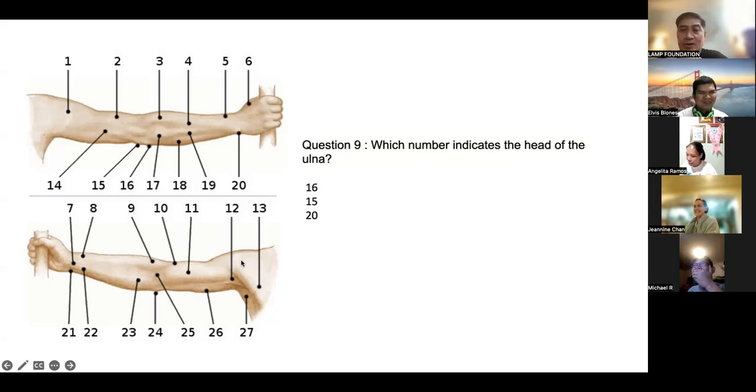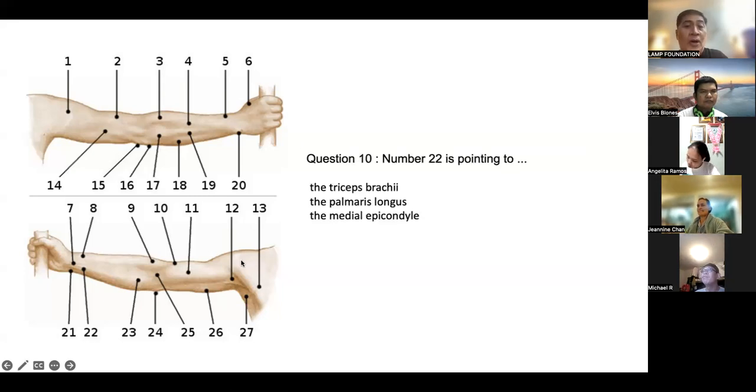Hayaan mo na. Okay, which number indicates the head of the ulna? Ulna. Head of the ulna. Number 20. Okay, very good. Number 22 is pointing to what? Palmaris longus. Very good. Wala ka pang mali, ah.